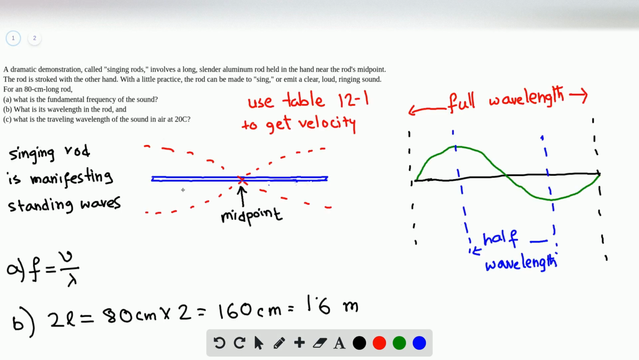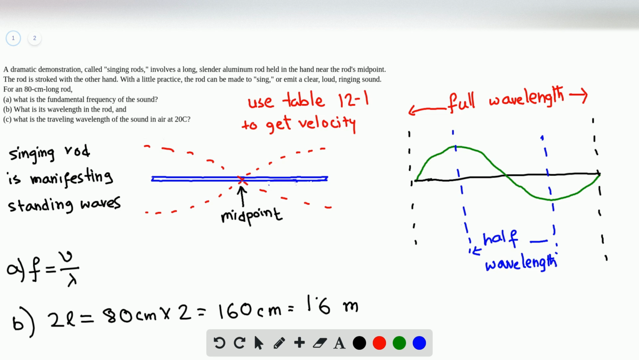Okay, so in this question, we have something called a singing rod. This is basically an aluminum rod, and we're holding the rod at the midpoint and stroking it with the other hand, and we'll see that a loud, clear sound comes out of it. So the question is, what's the fundamental frequency of the sound?